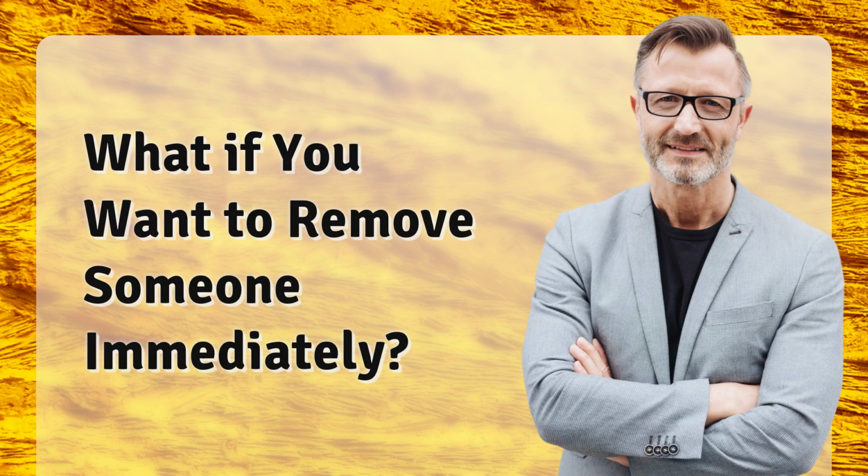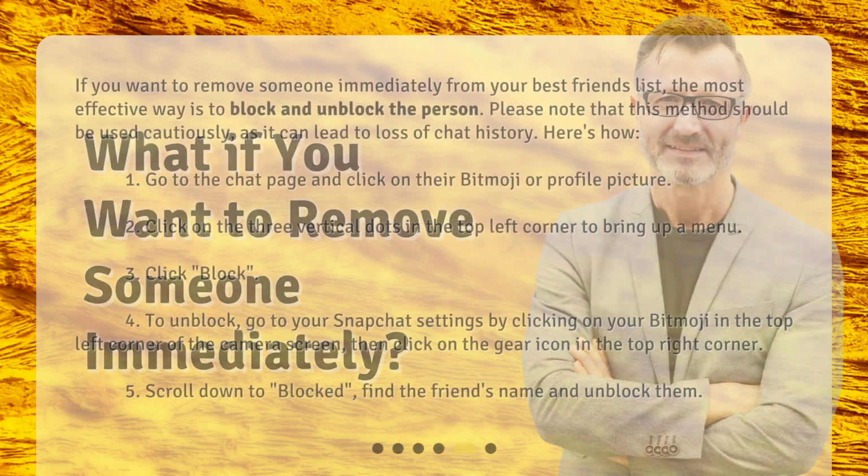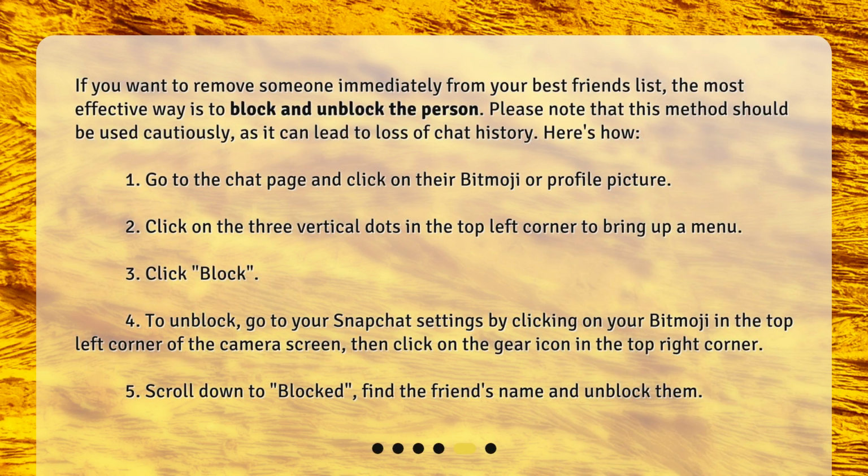What if you want to remove someone immediately? If you want to remove someone immediately from your best friends list, the most effective way is to block and unblock the person. Please note that this method should be used cautiously, as it can lead to loss of chat history. Here's how. 1. Go to the chat page and click on their Bitmoji or profile picture.